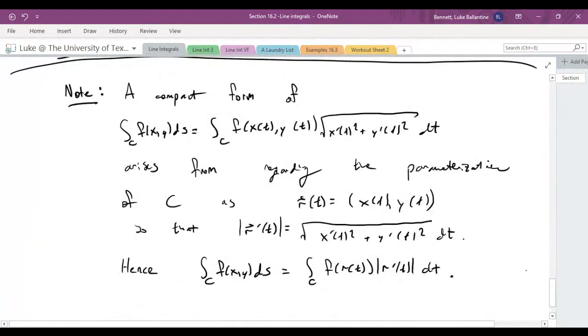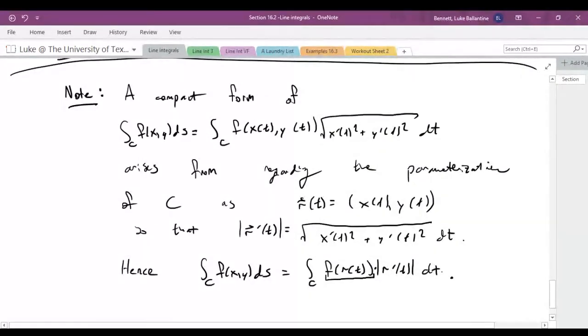Yeah, so a compact form of how we write this line integral arises from regarding the parameterization of C as the vector valued function R, so that the magnitude of R prime of t is exactly ds. Hence, we can write the line integral over C of f of x, y ds as the integral of f of R times the magnitude of R prime of t. So notice this is scalar, because magnitude is scalar.